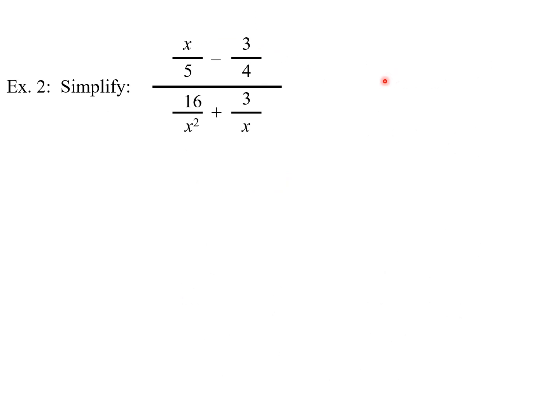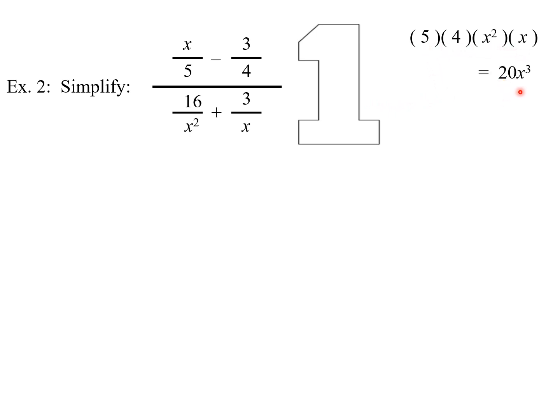Example number 2. I want to simplify this expression. Once again, we don't want to change it, so we're going to multiply by 1. But it's going to be a special form of 1 once again, and it's going to be the common denominator over itself. So the common denominator can be found by multiplying them all together. And 5 times 4 times x squared times x is 20x cubed. So we're going to multiply top and bottom by 20x cubed.